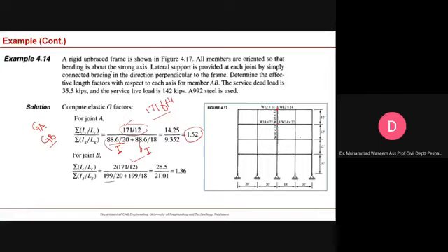Okay. Excuse me, sir. Then you have two beams here. This one and this one. Excuse me, sir. Yes, please.